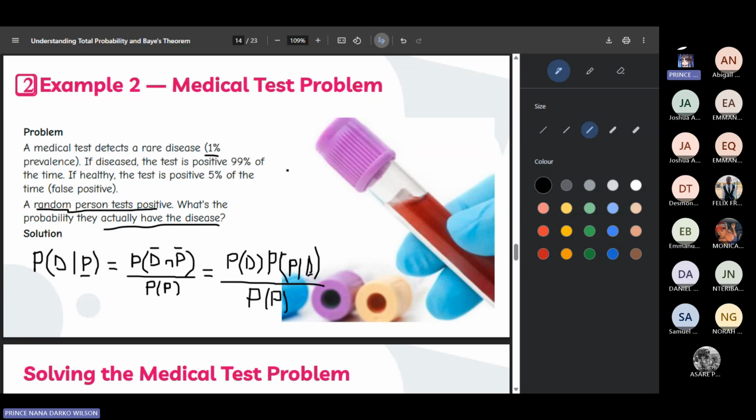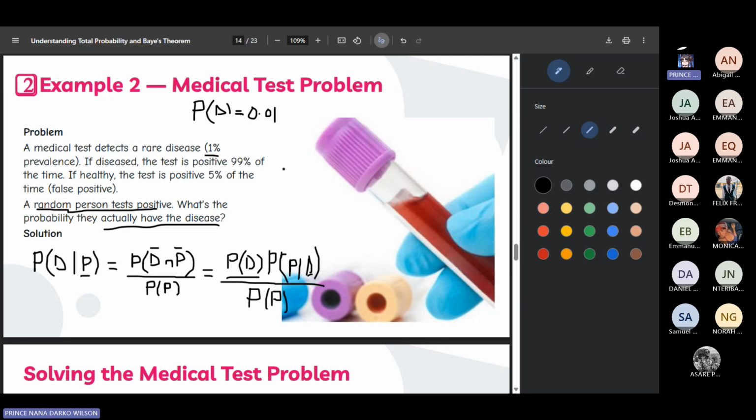Let's start with finding the probability of having the disease, that's D. According to the question, any random person who comes to test for the disease, there's a 1% chance that you have the disease. This means the probability of you having the disease is what? 1%, right? So then the probability of D is 1%, and we can rewrite that as 0.01.